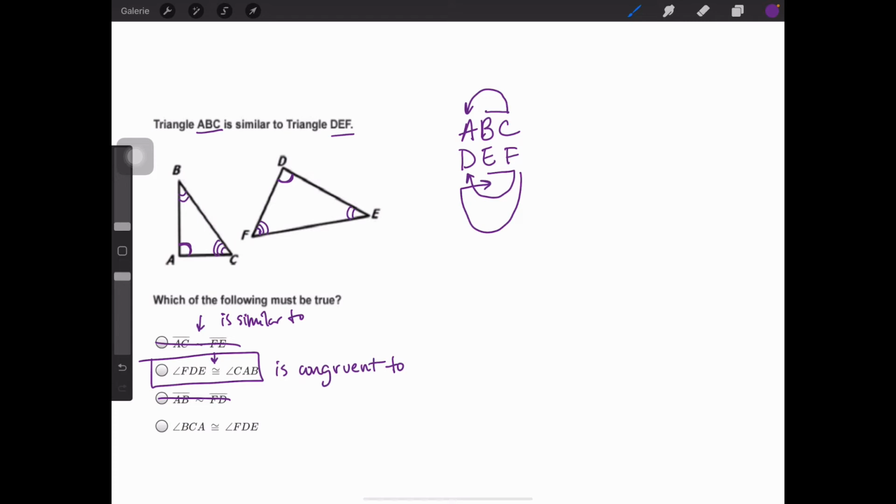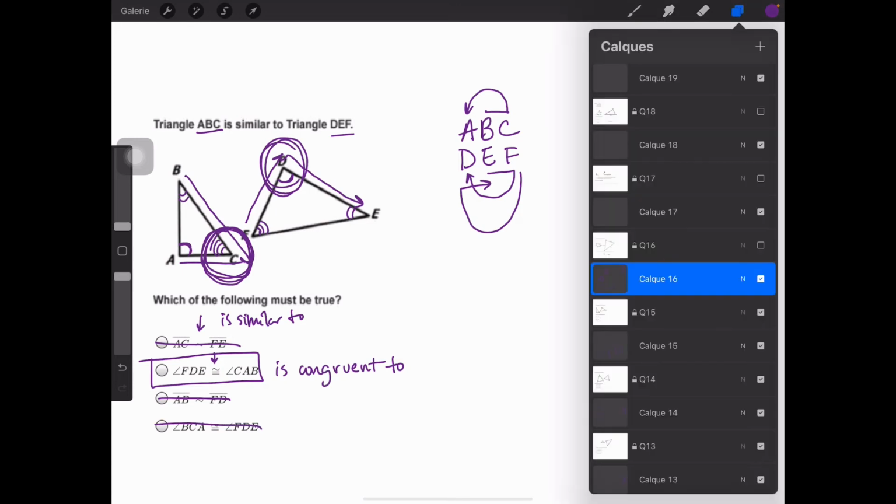And I can check that last one by also finding it on my picture, which is B to C to A. So that is three arcs, and FDE, that is F to D to E, that is one arc. So those are not the same angle. All right, so I found my answer.